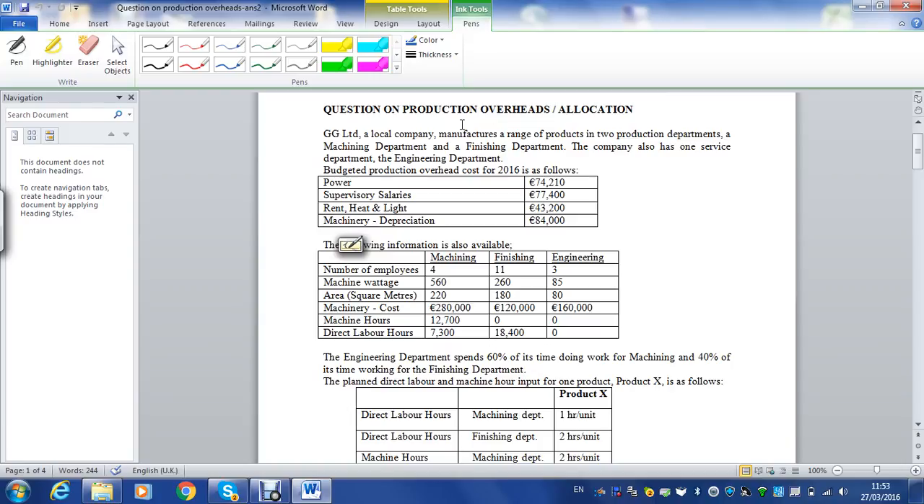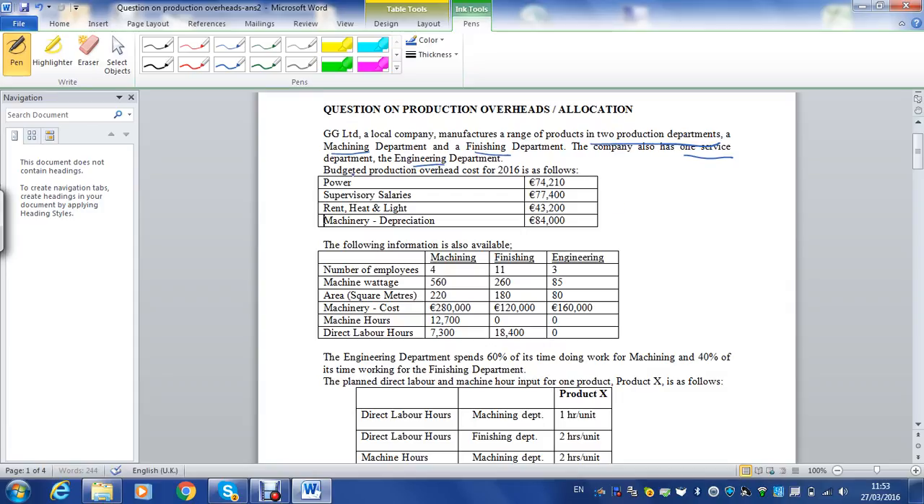Okay, we're going to start with this question on production overheads and allocation. And we'll just get the pen here. It starts by telling you about a manufacturing company which has two production departments. That's the key there. One is called machining and one is called finishing. It also has one service department, and that's part of the engineering.